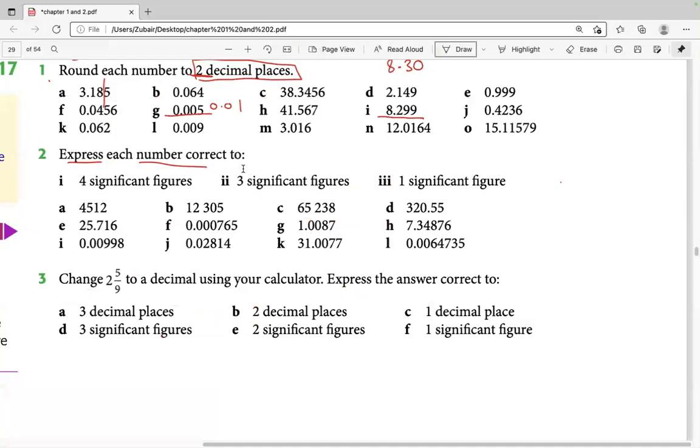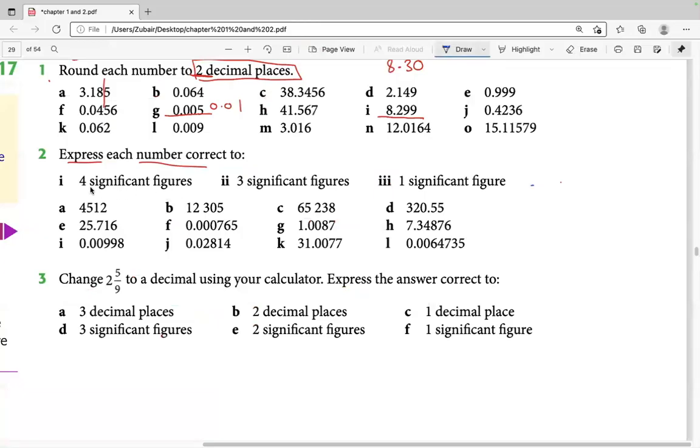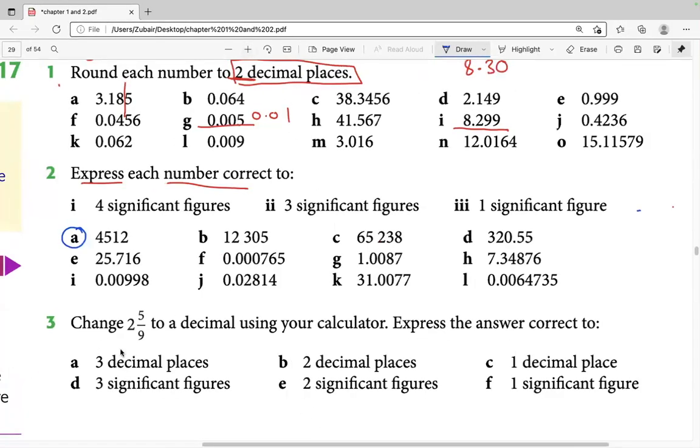Okay. So express each number correct to whatever the question states, this degree of accuracy. First, we are talking about 4, then 3, then 1 again. So we'll deal with one number at a time. This is 4512 up to four significant figures. What would it be? 4512. Correct. 3SF. 4510. Correct. 1SF. 5000. Correct. Next part. 4SF. What is it?